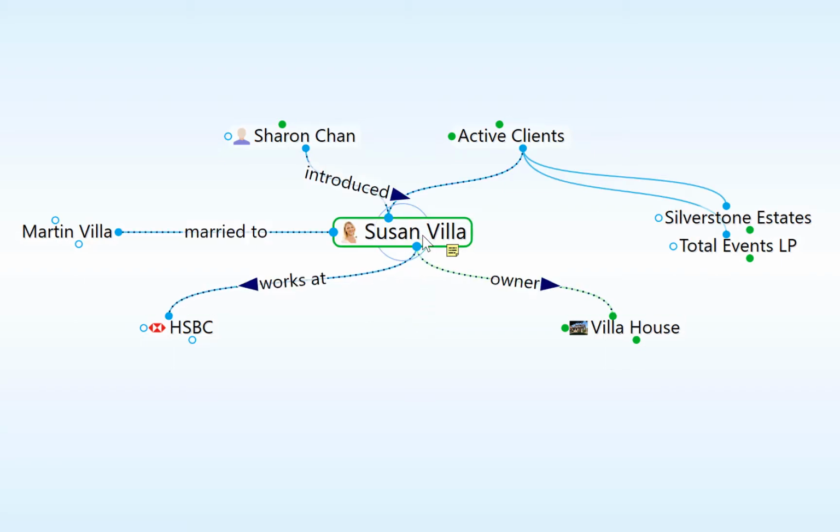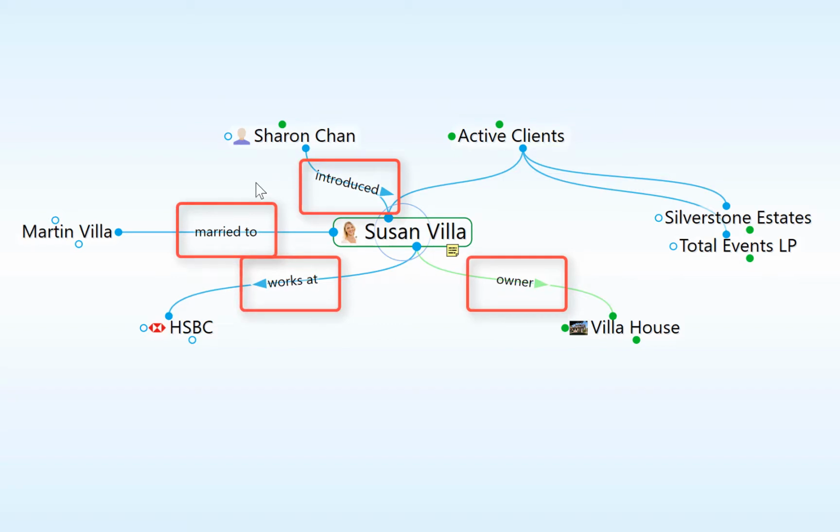I'm currently on a thought in my brain for Susan Villa. As you can see, Susan is my client and the owner of the Villa house. She's also married to Martin, works at HSBC, and was introduced to me by my friend and architect, Sharon Chan. This is all valuable information and easily displayed in my brain with the help of link types.